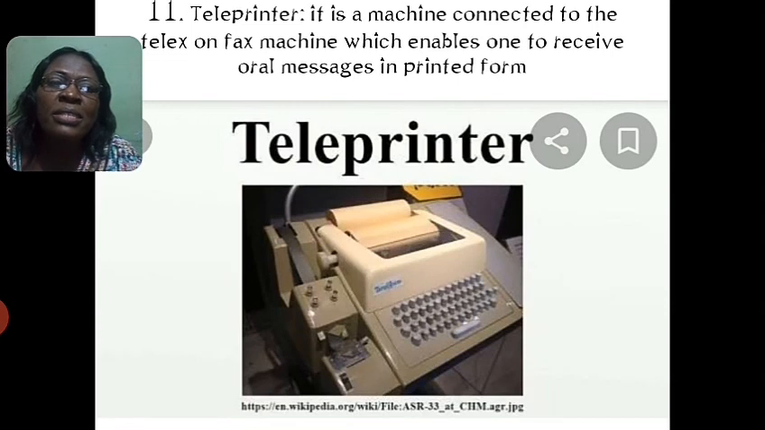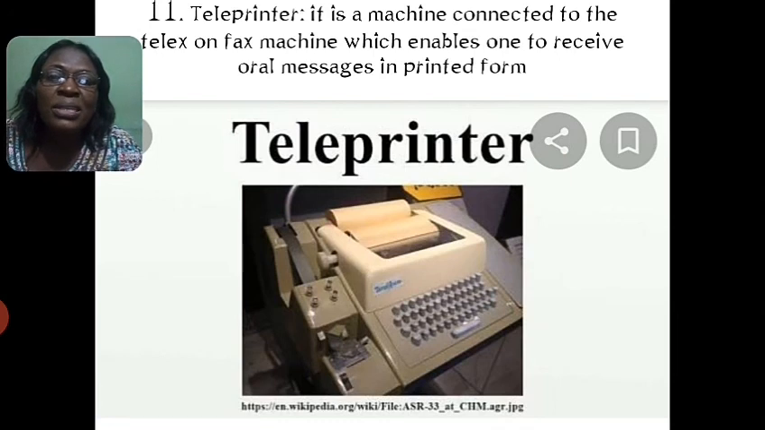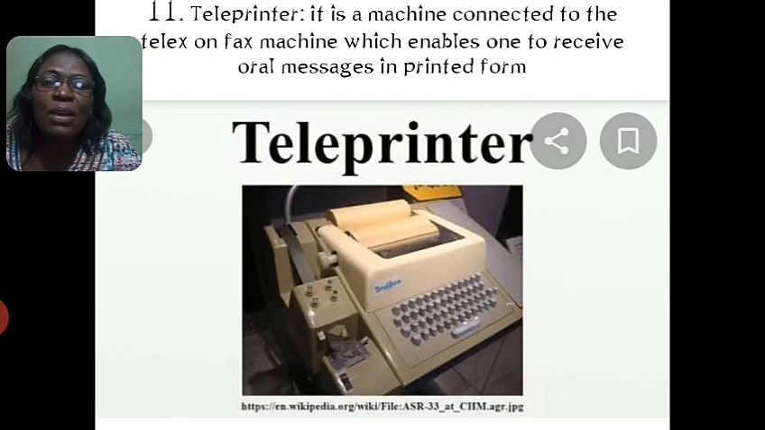Then the next one is the teleprinter. The teleprinter is a machine connected to the telex or fax machine, which enables one to receive oral messages in printed form. Many of you may not be familiar with the teleprinter, but before it can work, it must be connected to a telephone like the one you have seen before. And then when somebody sends a message orally using the telephone, then the teleprinter brings it out in printed form.